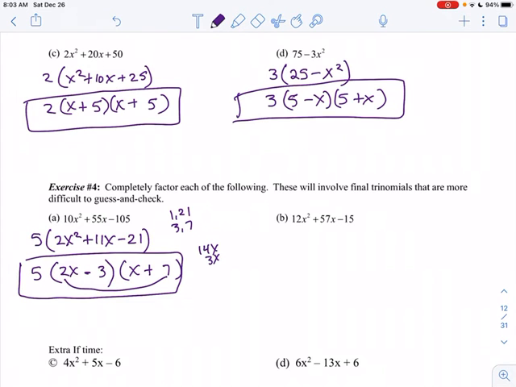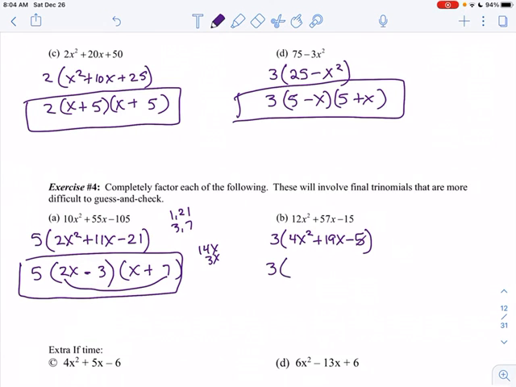All right, 12x squared plus 57x minus 15. These are actually all divisible by 3. So I'm going to factor out a 3, and I'm left with 4x squared, 57 divided by 3 is 19x, and 15 divided by 3 is negative 5.